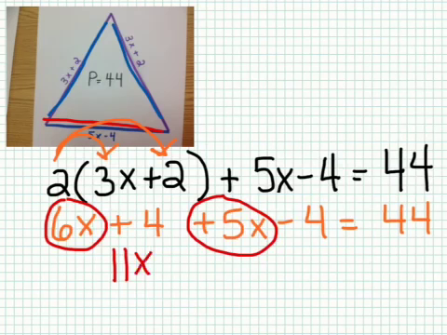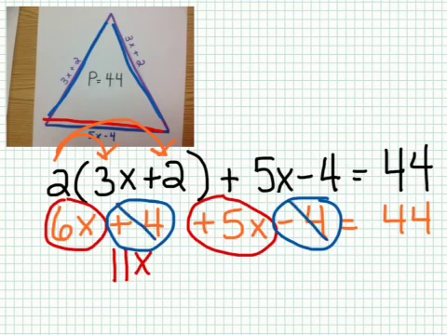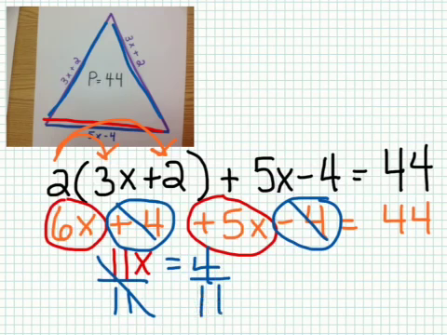And I also have more like terms. Like terms don't just have to be with variables. I have a plus 4 and a minus 4. And if I combine those, I get 0. So they completely cancel each other out. So I'm left with 11x is equal to 44. So there's nothing to add or subtract, so I move right to multiply or divide. I'm going to use the inverse operation of multiplication, which is division. Sorry, 44. So 44 divided by 11 leaves us with x is equal to 4.